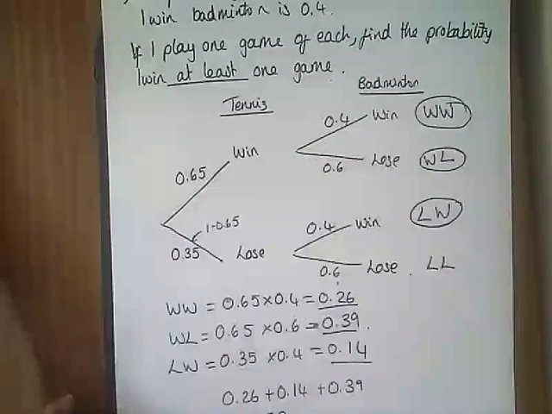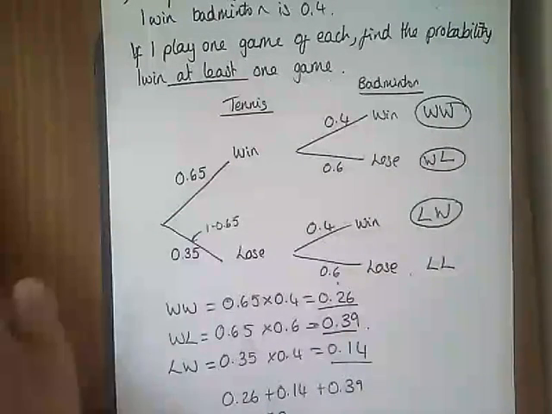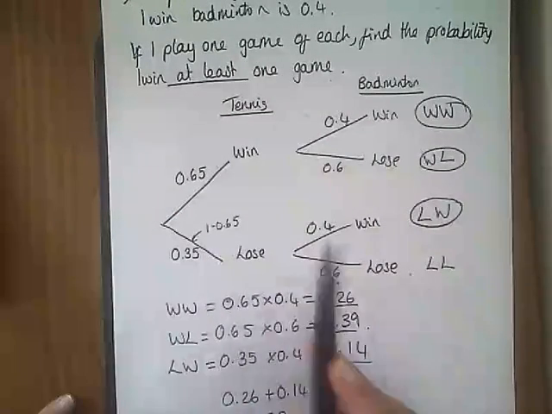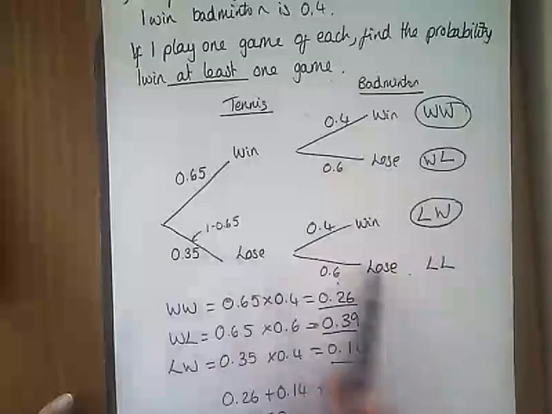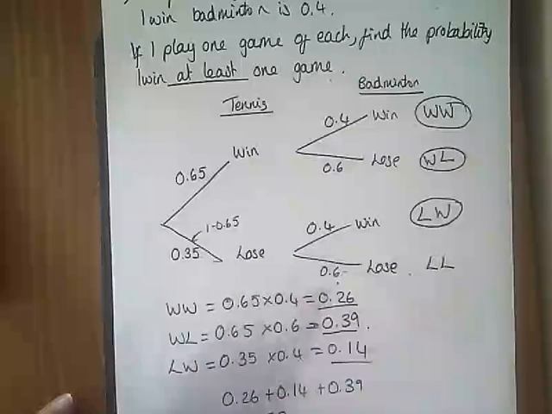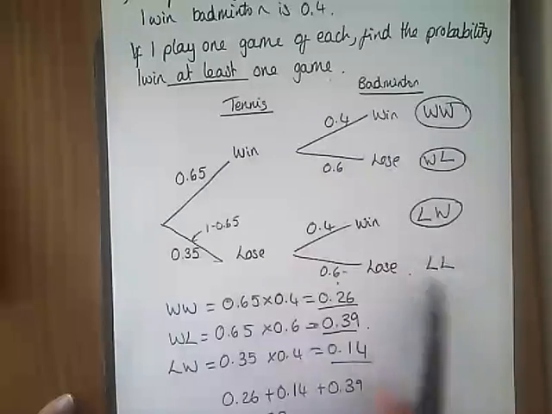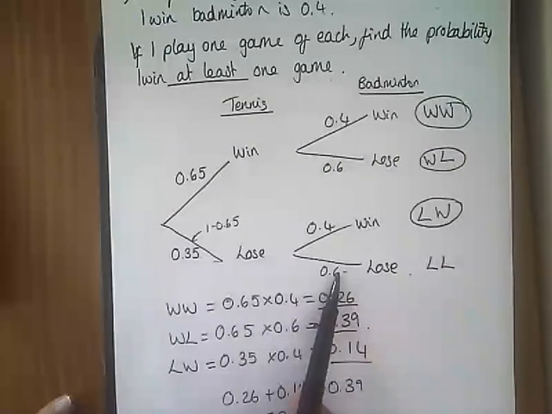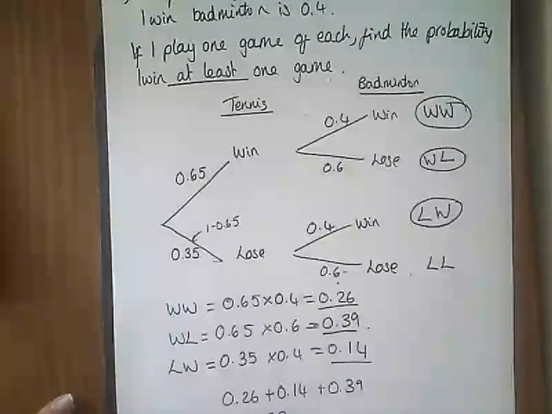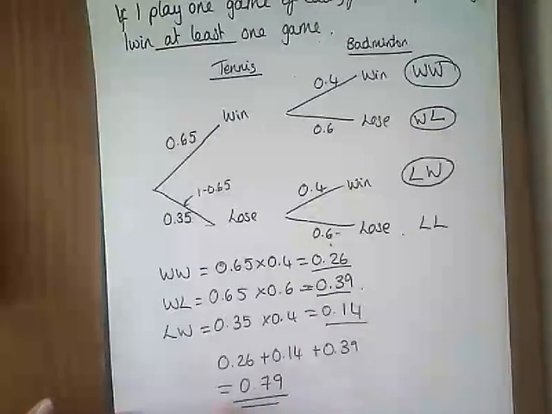0.79. Okay? If you want to think about it as doing, it's the probability of these 2 taken away from 1, then that's fine. So the probability of losing both is that times that, and if you do 1 take away that, you should end up with the same answer. Or, which you can't see, 0.79. Okay?